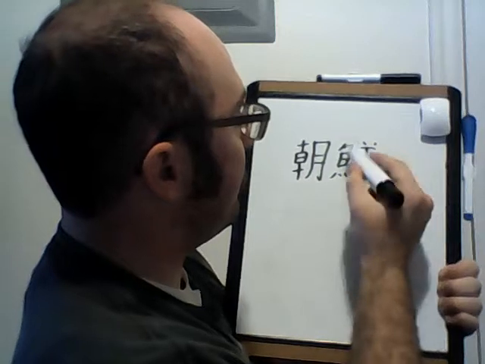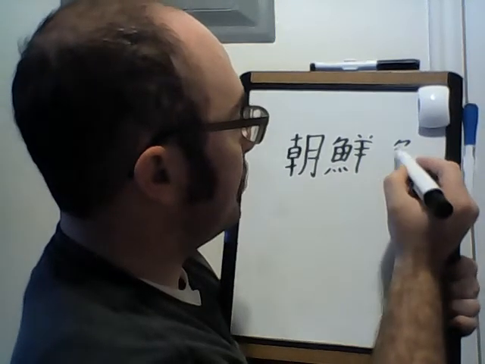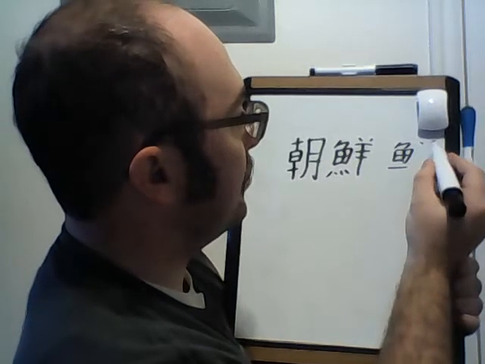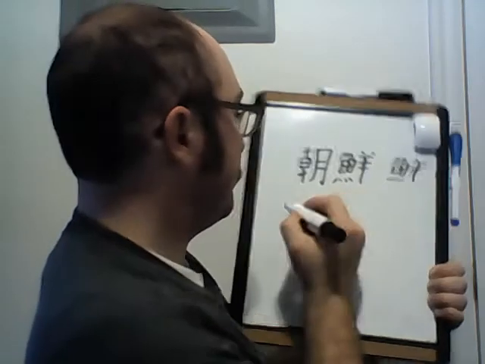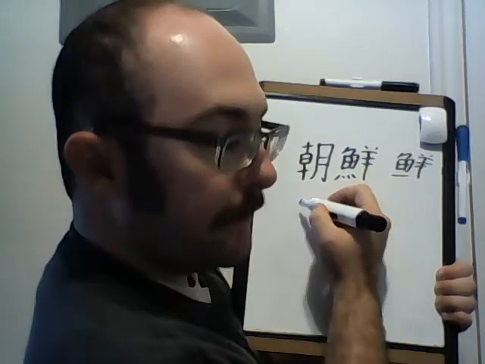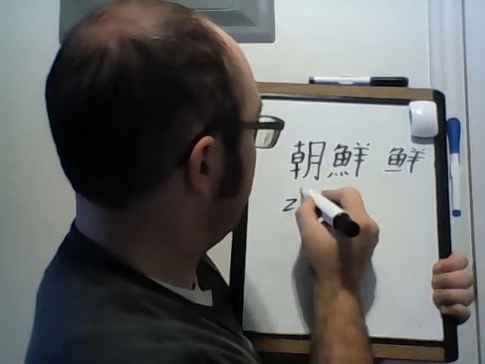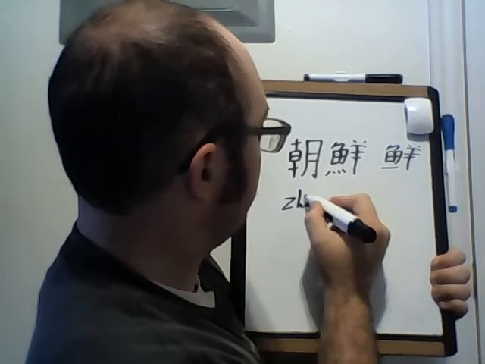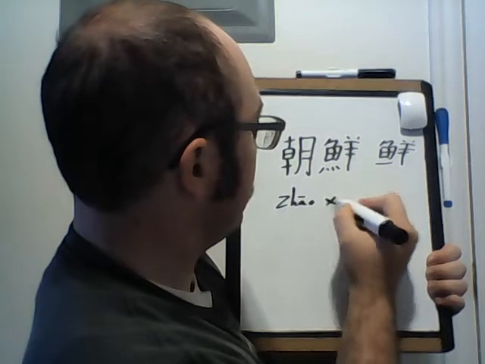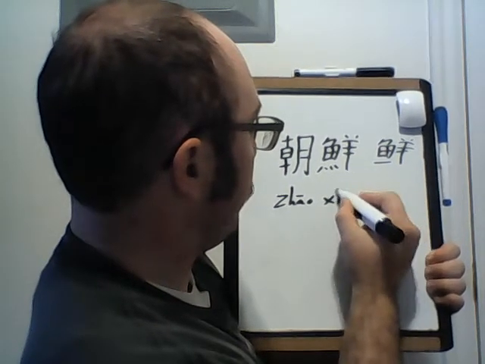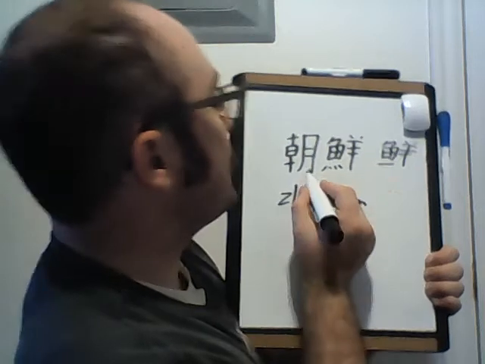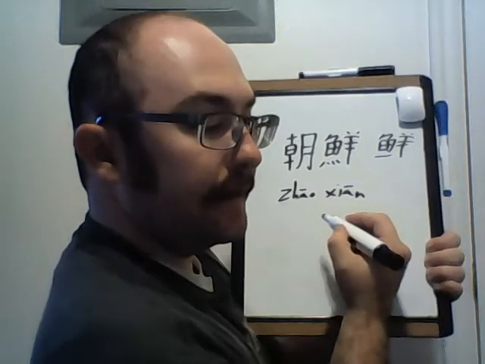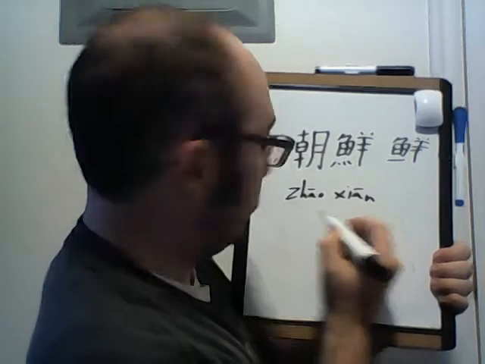And this one, in the simplified, this character becomes, the only difference is instead of 4 dots, it's just a line. Yeah, so that's just this character simplified. But so this is Zhaoxian, Zhaoxian.